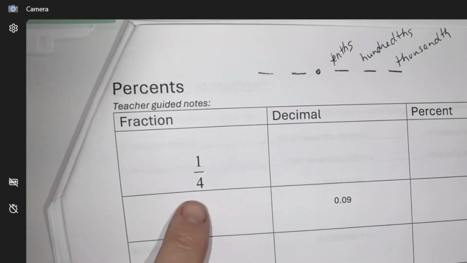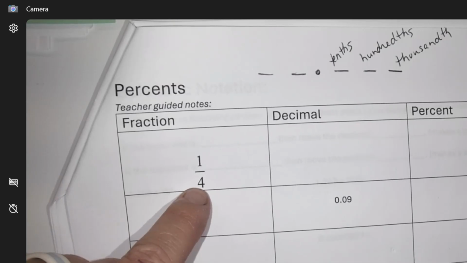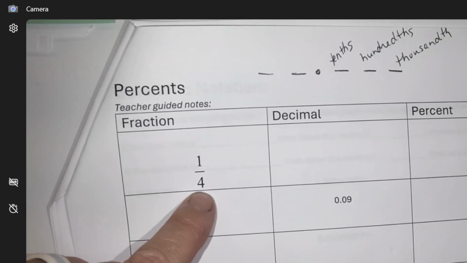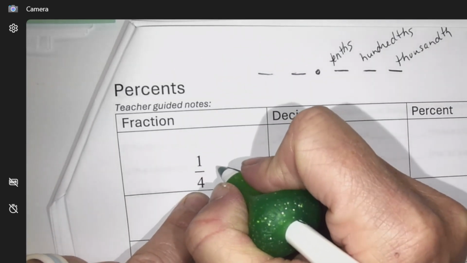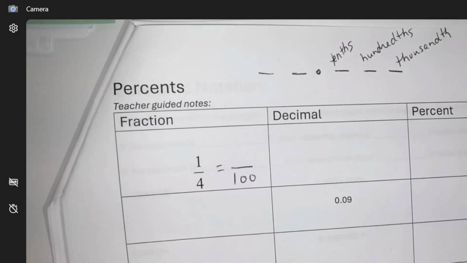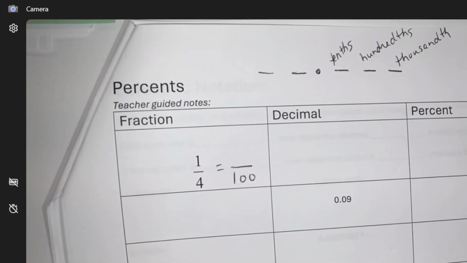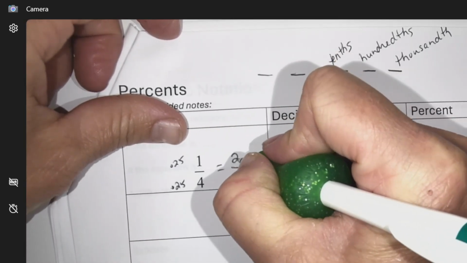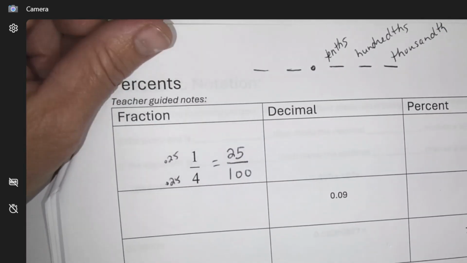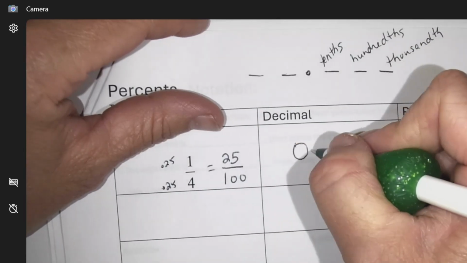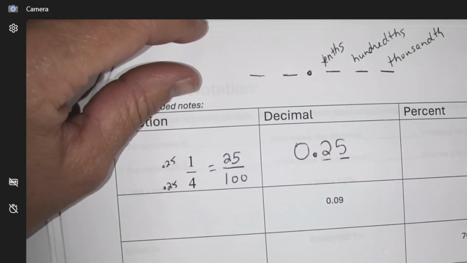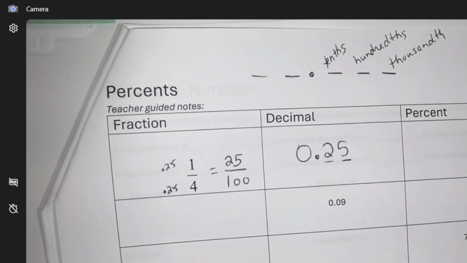Okay, so a 4. Can you turn a 4 into 10? No, not easily. It would be decimally. So can you turn a 4 into 100? Yes. So I can turn a 4 into 100. How would you turn a 4 into 100? Multiply it by 25. Okay, so the decimal would be 25 hundredths. So you've got to be into the hundredths place value.